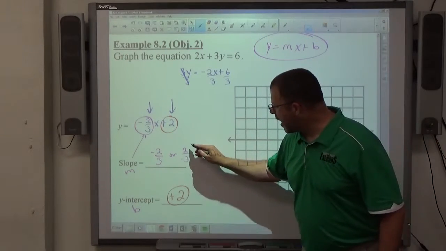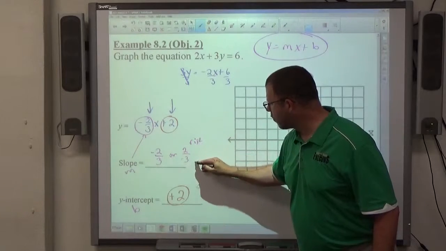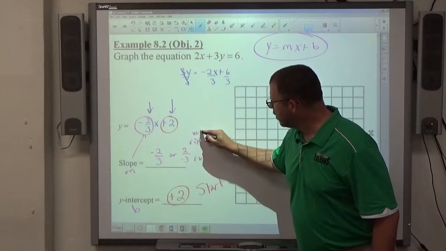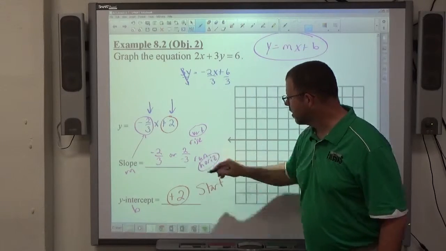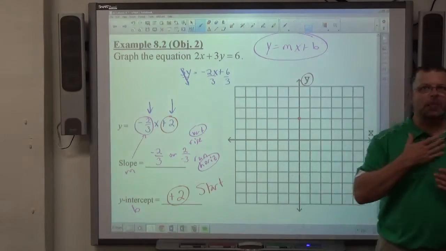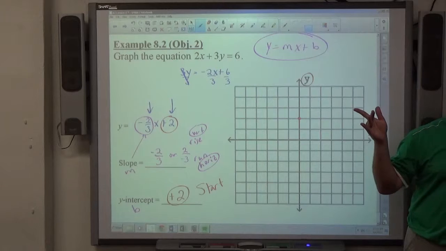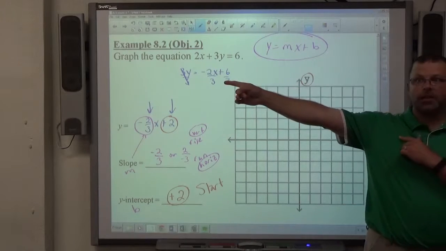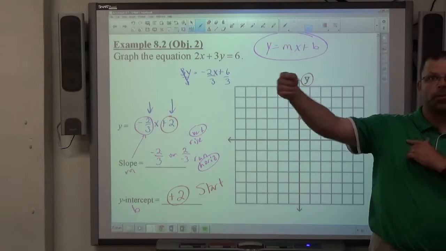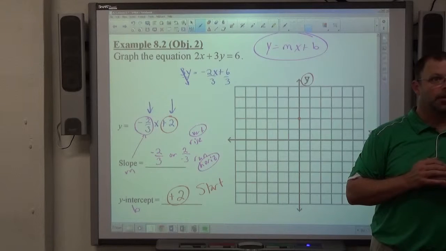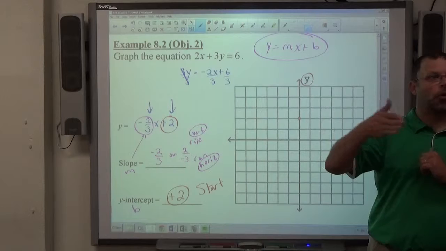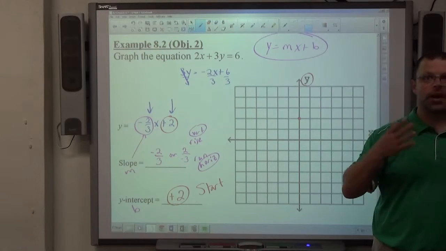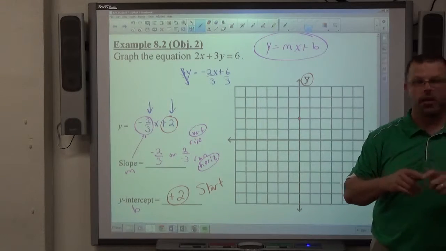Slope is rise over run. Vertical over horizontal change. Okay? It'd be like me telling you to go to the store. Okay? You go 4 blocks to the north and you go 1 block west. If you only go 4 blocks north, you're at the store. If you only go 1 block west, you're at the store. No, you got to go both directions to get to the store, right?